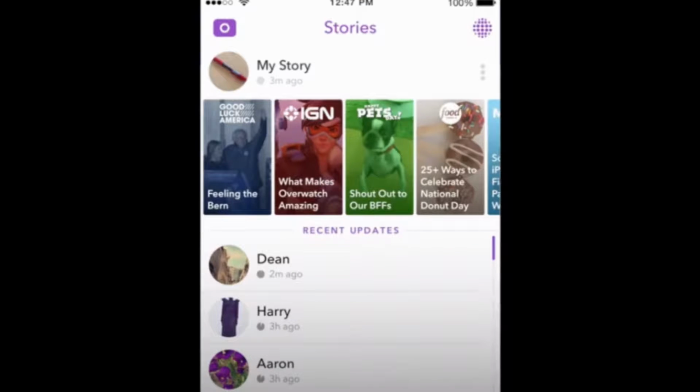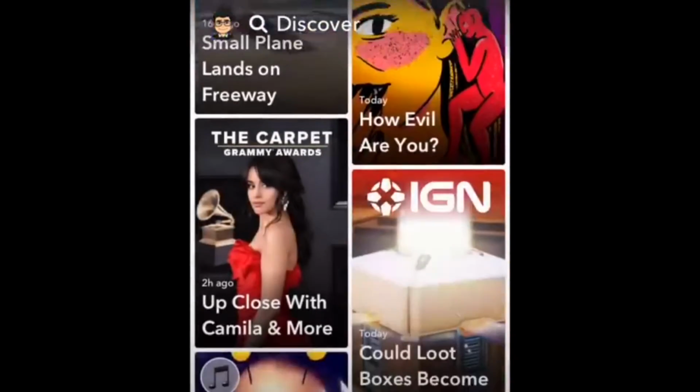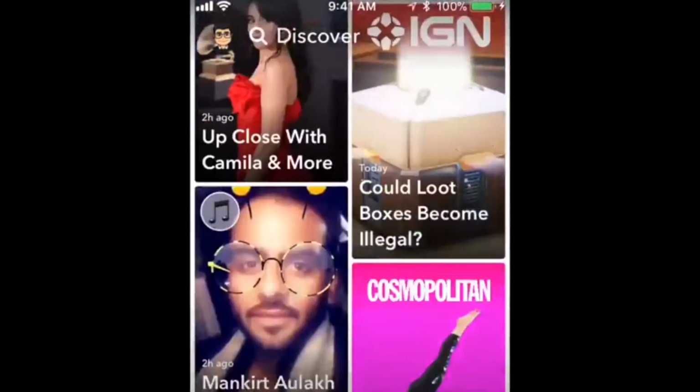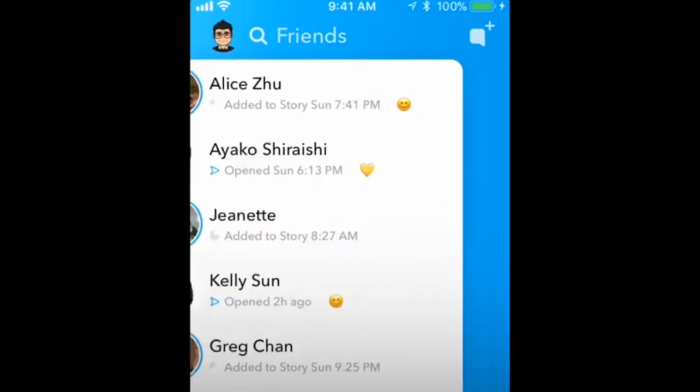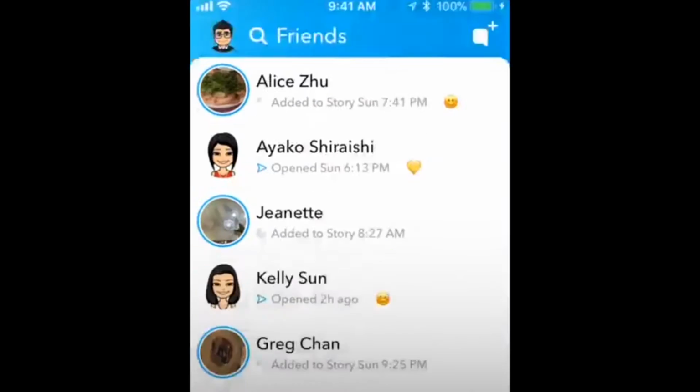Before, swiping left went to the messages, swiping right went to the stories, and swiping up then right went to discover. But now swiping right goes to discover, which I don't care about because I don't know them, and on the left are the stories and messages.